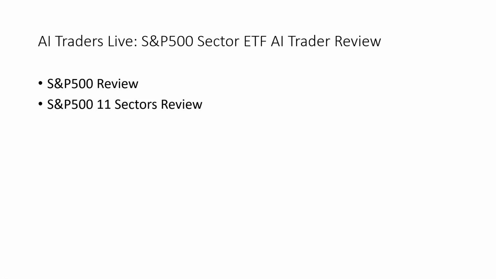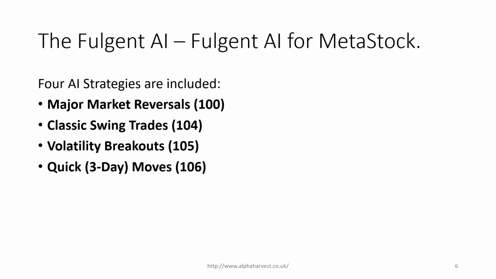as well as the 11 sectors review. Now, we use 4 artificial intelligence trading strategies: major market reversals, classic swing trades, volatility breakouts, and quick 3-day moves. Now, all 4 of these different AI engines or trading strategies cater for different trading styles. If you're a swing trader, position trader, or a medium to long-term trader, we've got something for everyone.